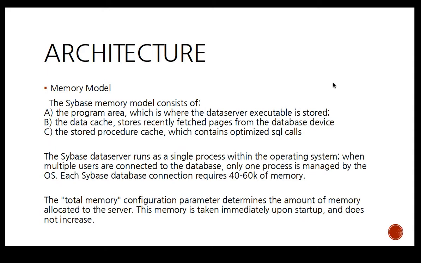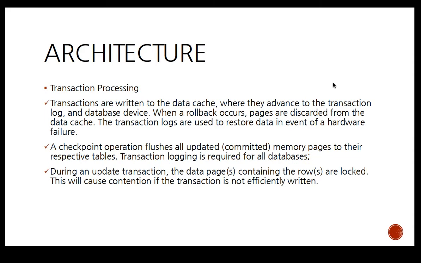So the architecture is talking about the memory module, then transaction processing. Why do we call it transaction processing? Because it is like an OLTP server, which has a number of transactions happening on the server, on the logs or the data devices. Whenever some transaction happens over the database and it gets interrupted or goes into rollback status, the cached pages get discarded from the cache. Transaction logs are used to restore data in the event of failure.